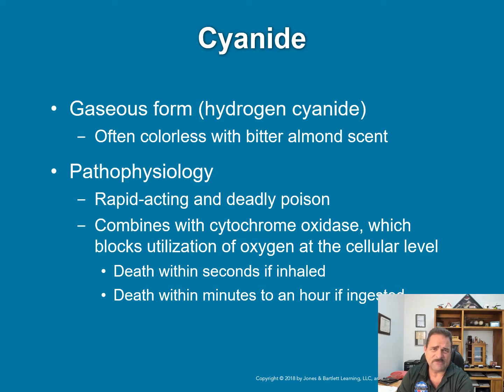It can also be used in the manufacturing of plastic, paper, and textiles. The process of electroplating also has it. Some plants and seeds have it, including the peach seed. Cyanide poisoning has been used as a method of execution, genocide, and suicide. It's one of the most rapid acting and deadly poisons out there.